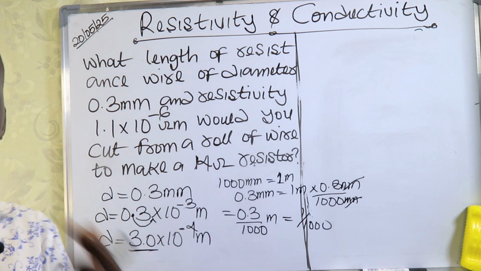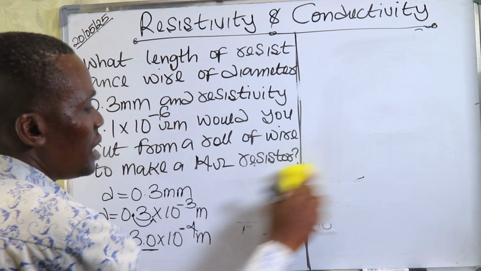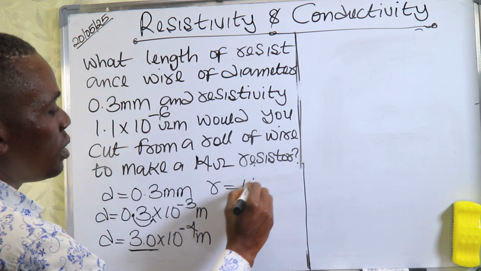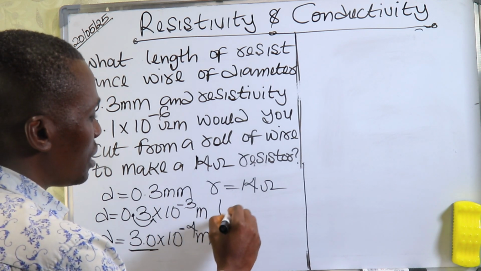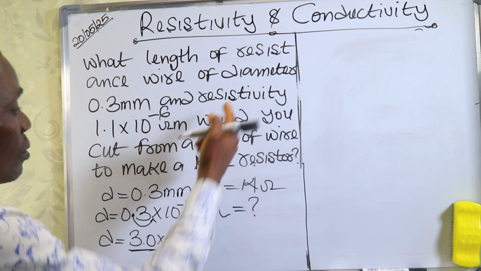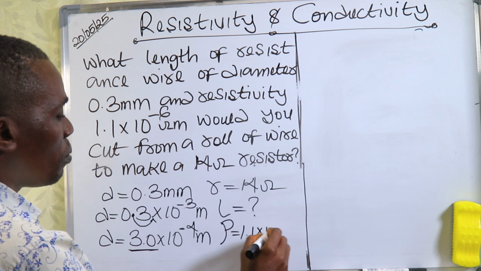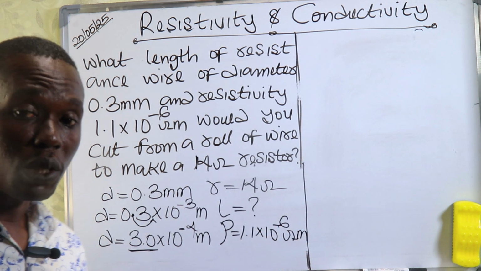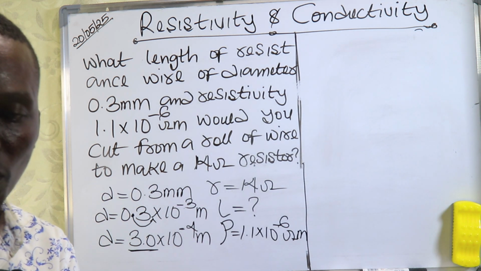So what else do they give us? They did not give us the length, they gave us the resistance. The resistance R is equal to 14 ohms. They say we should find the length; that is what they say we should look for. They also give us the resistivity, which is 1.1 times 10 to the power of minus 6 ohms meter. We now have everything we are looking for, so what we need to do is apply the formula.